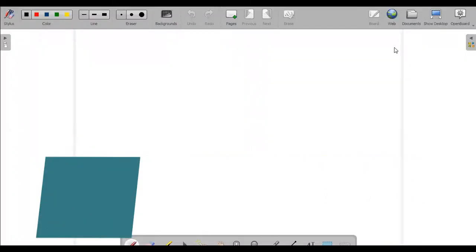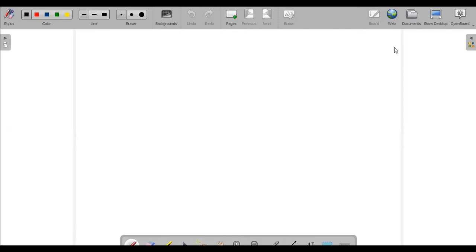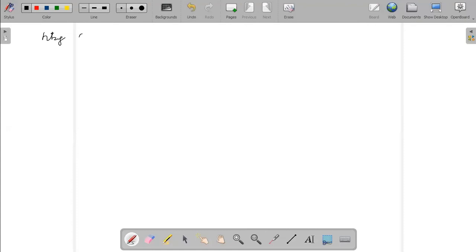Why is current a scalar? Again, why is current a scalar?